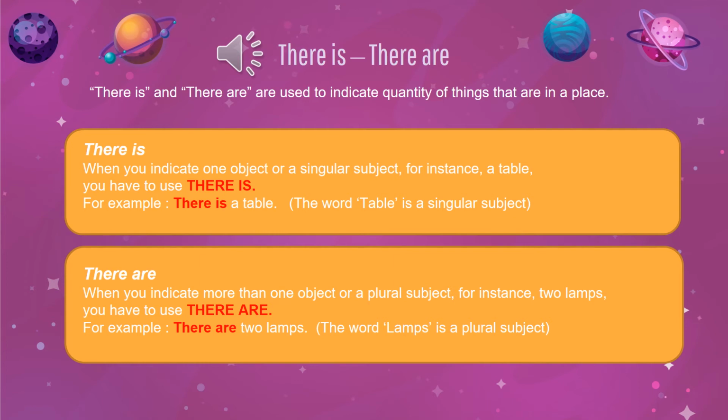Table is singular, so that's when we use there is. There are, on the other hand, is used when you indicate more than one object or a plural subject. Like in the example, there are two lamps. Since we have more than one object, hay más de un objeto, we have to use there are. Si se acuerdan, en los capítulos pasados habíamos trabajado con there is y there are. Esto es solo un recordatorio, a refresh in your memories, para que lo tengan presente para la próxima actividad.